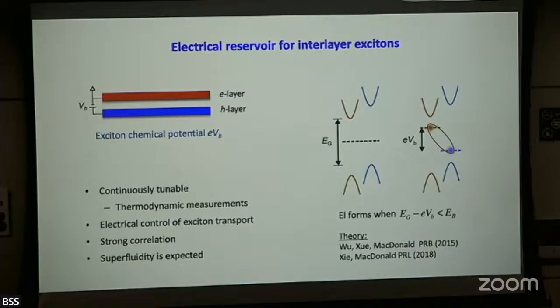In this picture, should I think about band edges coming closer and spontaneously forming the exciton, or should I think I'm injecting electrons and holes and they form excitons? Okay, so it's not the band edges that change. They stay unchanged. When I apply the bias, you're literally injecting electrons and holes, doping the system by gate bias.